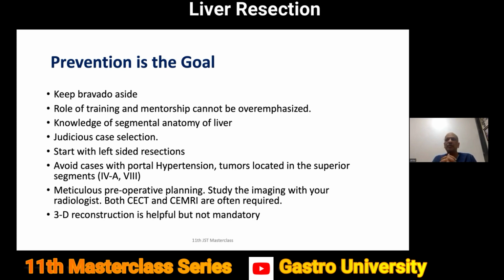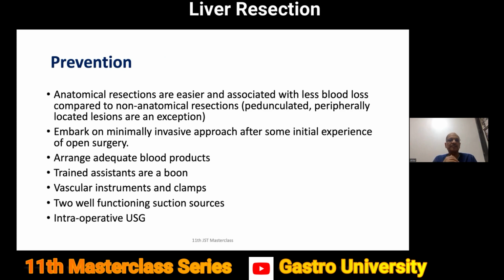And now we have newer technologies such as the holographic technology, where you can superimpose the radiological image in the actual operative field. So newer and newer things are coming, but I believe that the basics cannot be left behind, and knowledge of the segmental anatomy and then starting in a graded fashion is the key in getting into tough situations where you have a lot of bleeding during liver resection.